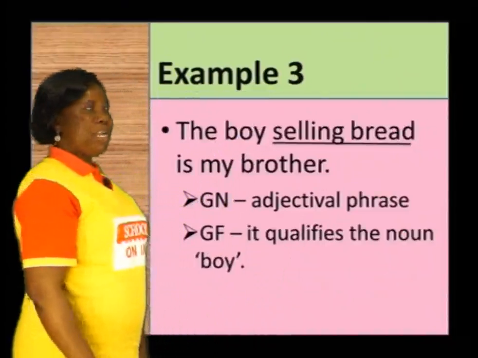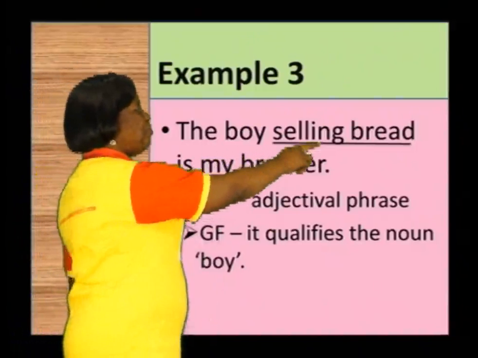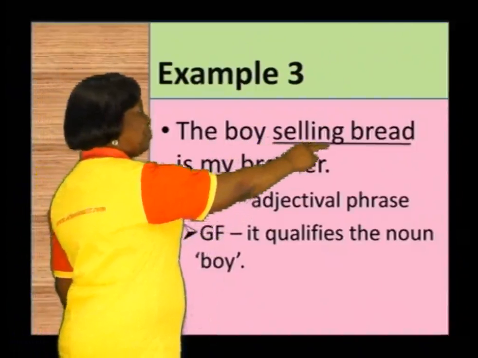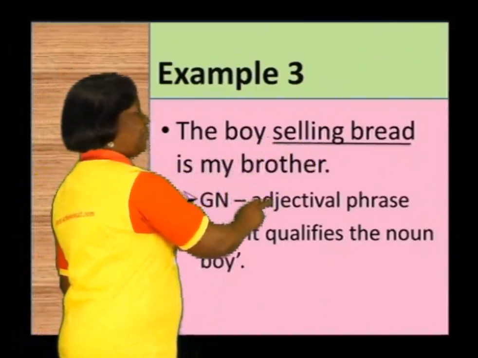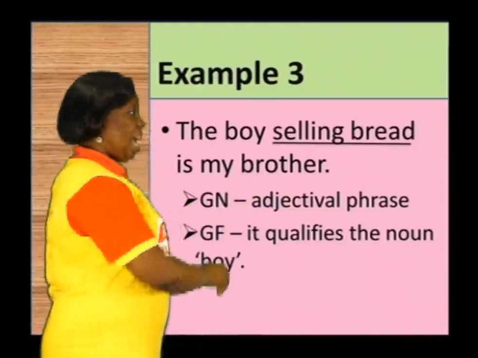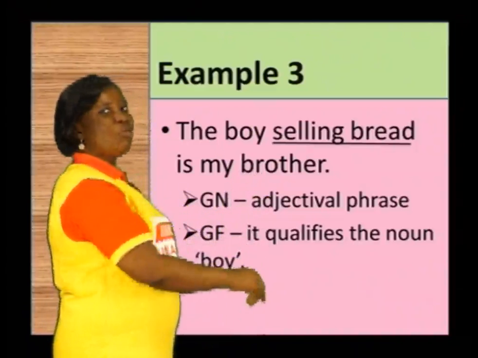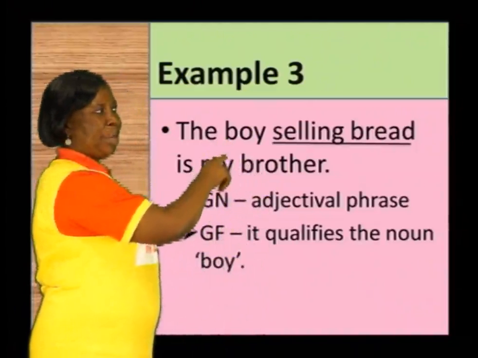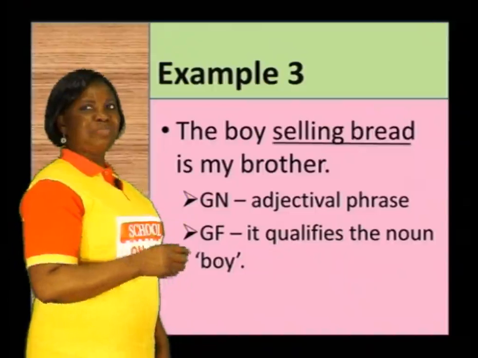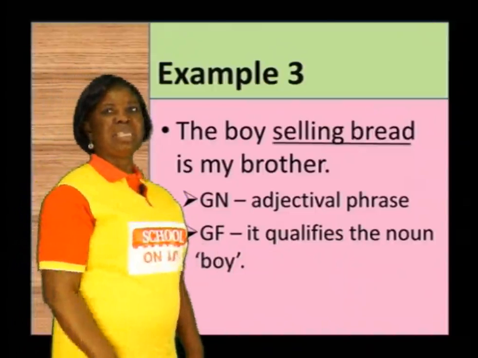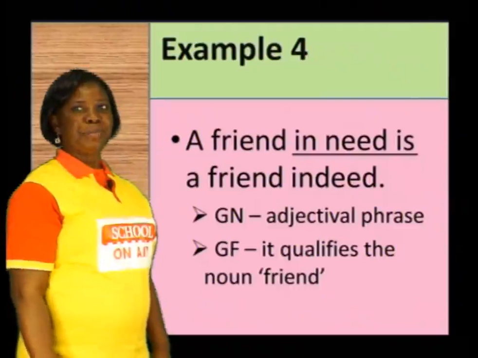Example 3. The boy selling bread is my brother. The GN of the underlined expression is adjectival phrase, and the GF is it qualifies the noun boy. Look at the noun there, boy. That expression, selling bread, is giving us more information about the noun, which is boy.